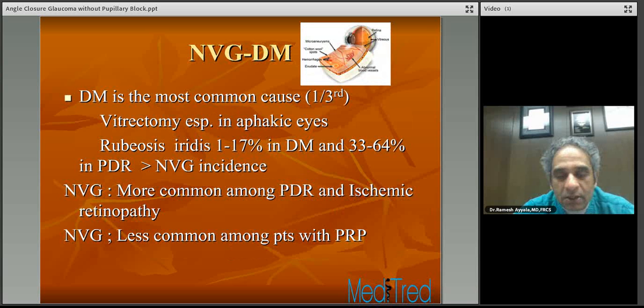Diabetes is the most common cause, as I just mentioned, in one third of all cases, especially seen in patients post-vitrectomy in aphakic eyes, which gives the opportunity for the VEGF to migrate onto the surface of the iris to cause rubeosis. Rubeosis iridis is seen in 1 to 17% of all diabetic patients, and 33 to 64% of patients with proliferative diabetic retinopathy. Neovascular glaucoma is less common among patients who had treatment with panretinal photocoagulation, which decreases the production of vascular endothelial growth factor.